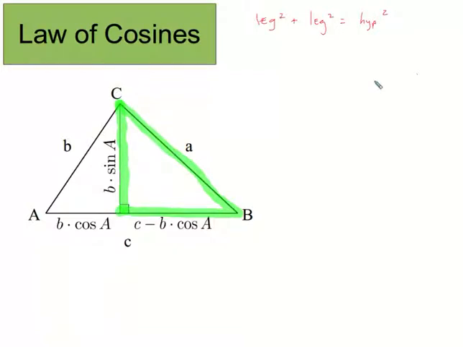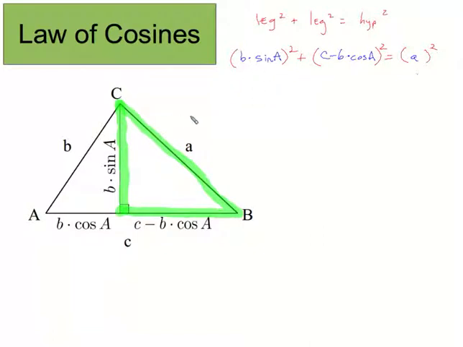So let's plug our values in. For the first leg, which we are going to square, we're going to plug in our value B times sine of angle A. We're going to add to that the other leg squared, which in this case is C minus B times cosine of angle A, squared. And then that should equal side length A squared. Oh, I left off my squared here. So this is the Pythagorean theorem using our green triangle here.